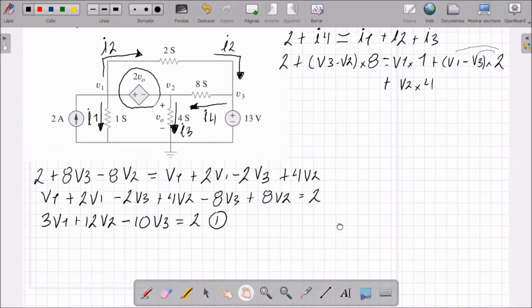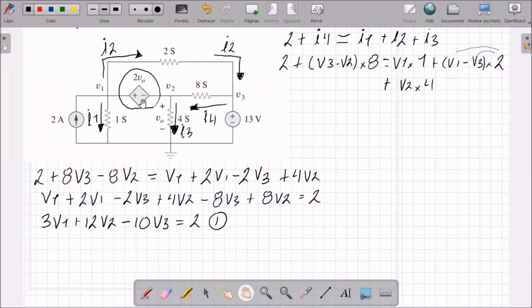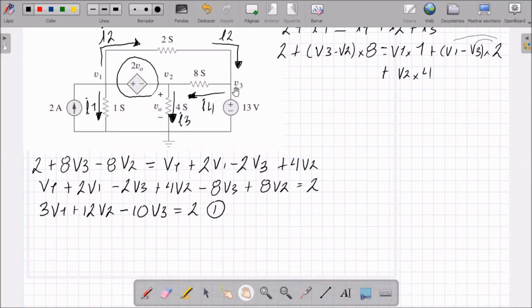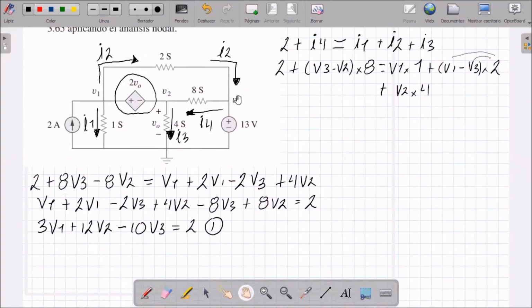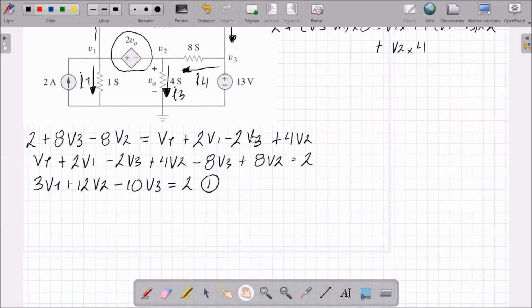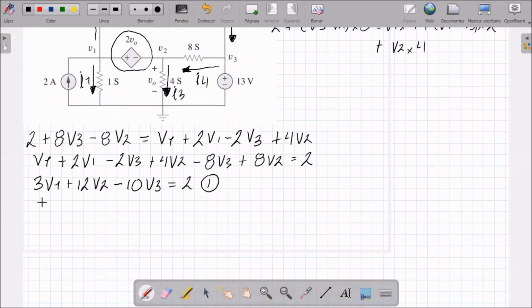let's look here. To apply the supernode here I'm going to apply nodes at this point in the V3 node. If we look at the V3 node that is here with reference to ground, it has a value of 13 volts, right? This point would be the 13-volt node, so V3 is equal to 13 volts. Well, we already have it. We could say that we already have the two equations.